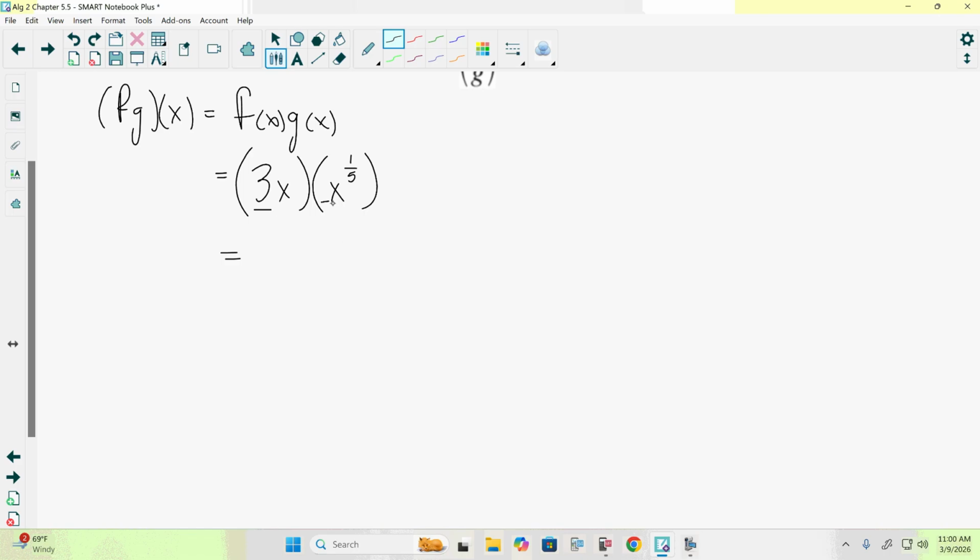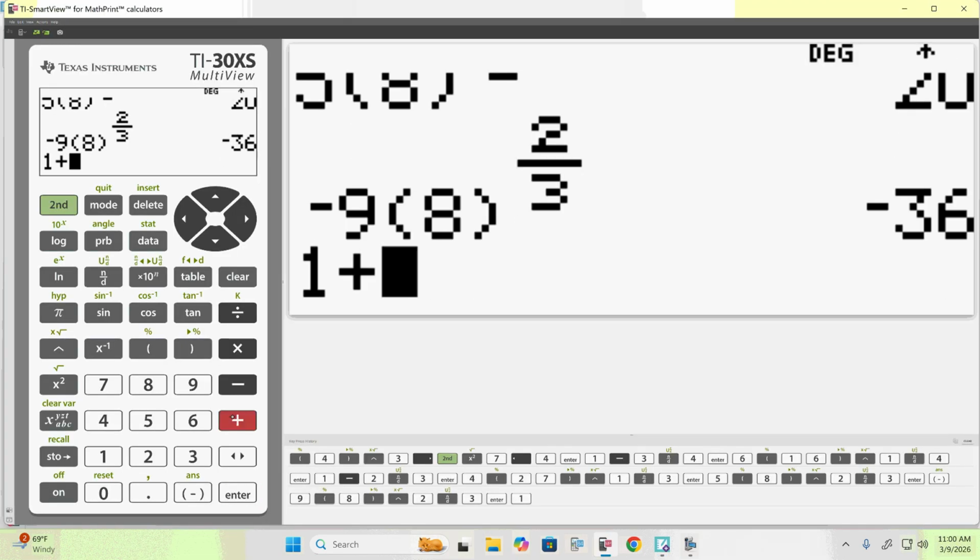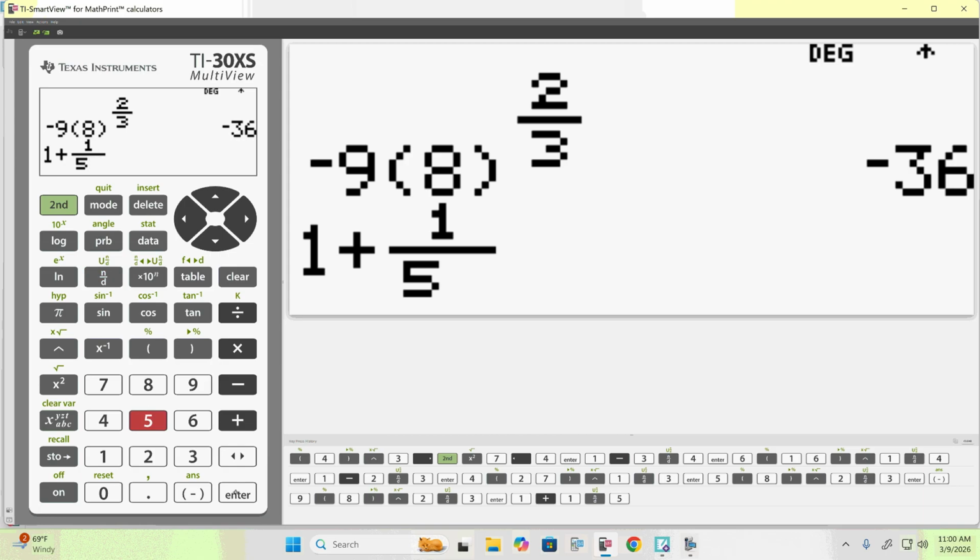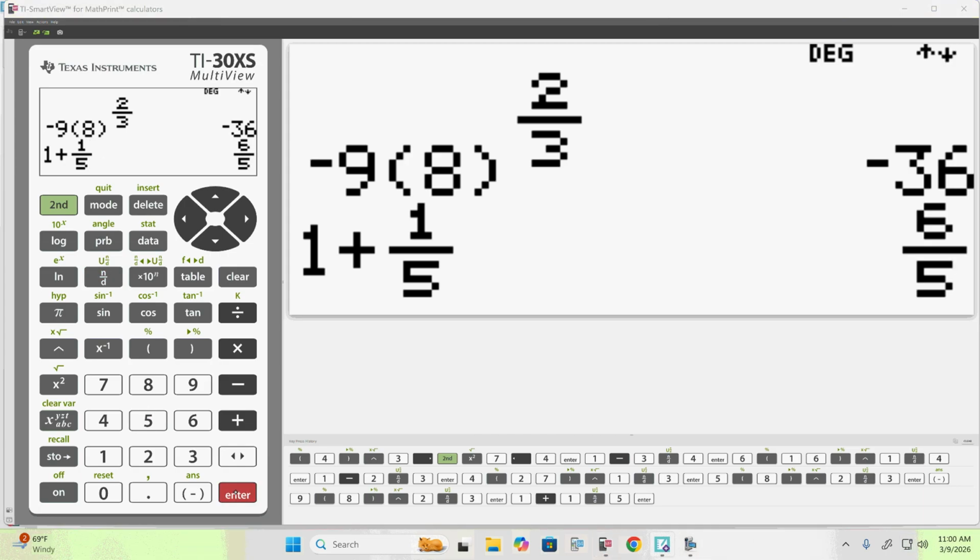Now we're going to multiply the numbers in front of our variables first, which is just going to be 3 times 1, which is 3. And we'd also want to multiply the variables, x times x to the 1/5. When we multiply like bases, we add the exponents. So here we have 1 plus 1/5, which is 6/5.